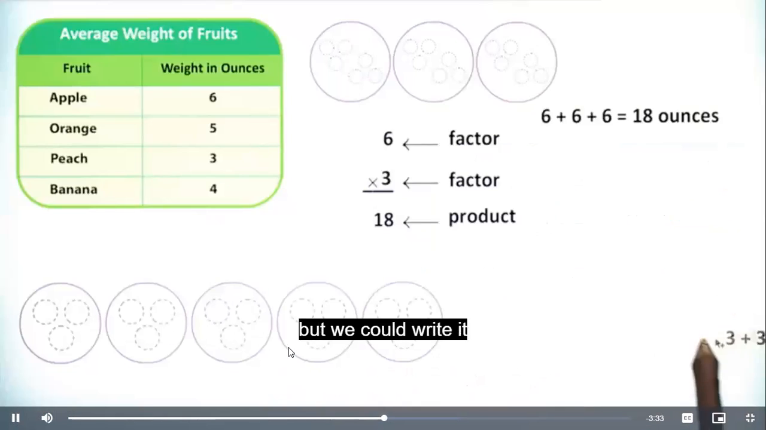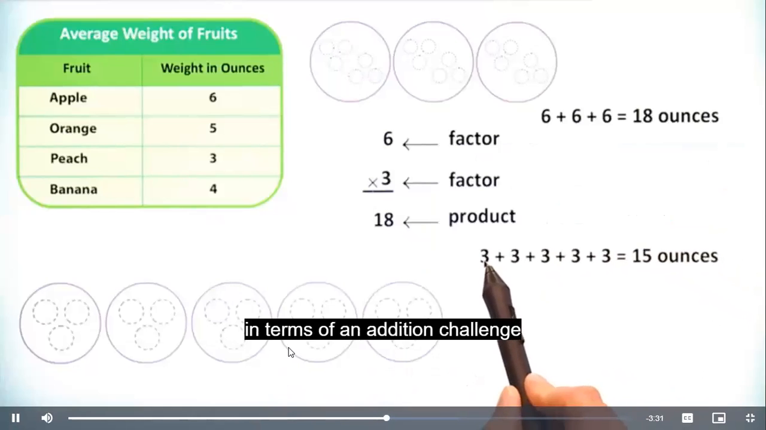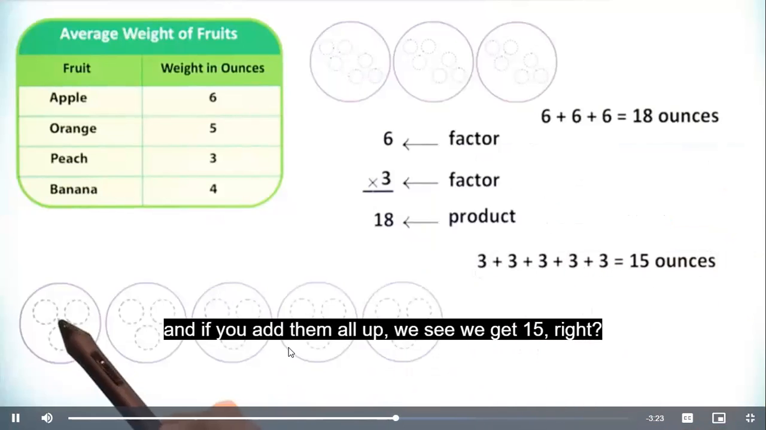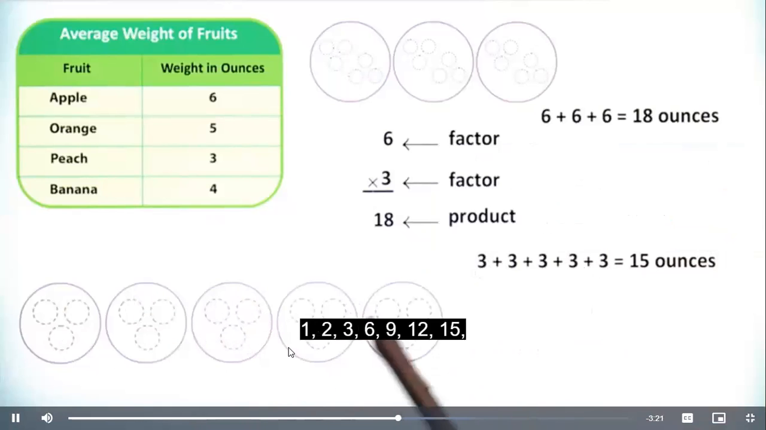But we could write it in terms of an addition challenge by saying it is 3 plus 3 plus 3 plus 3 plus 3. And if you add them all up, we see we get 15. Right? 1, 2, 3, 6, 9, 12, 15. So 15 ounces.